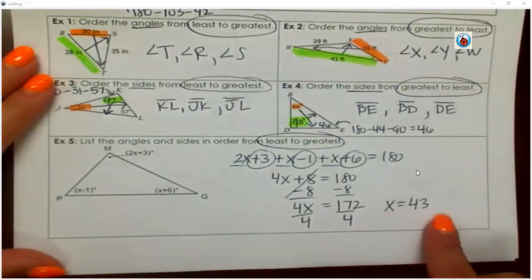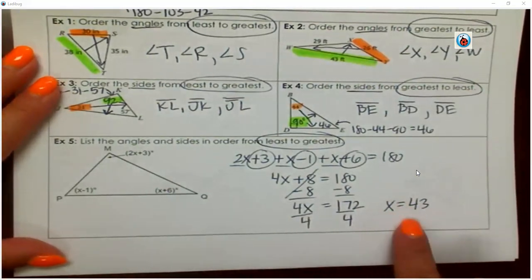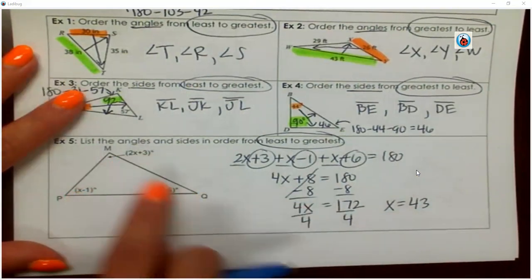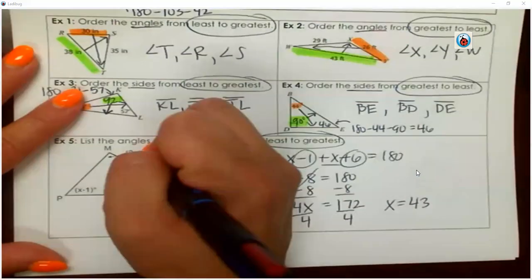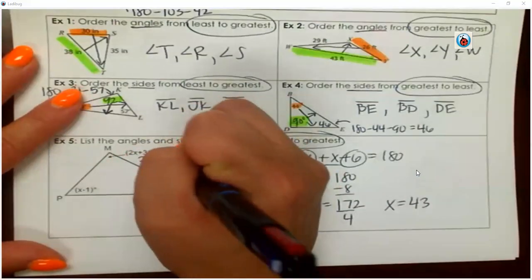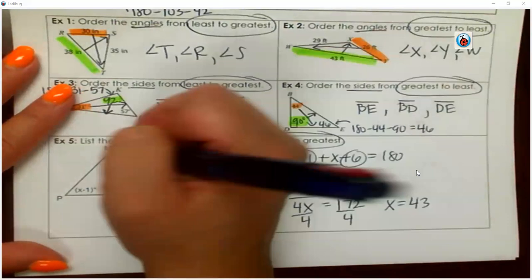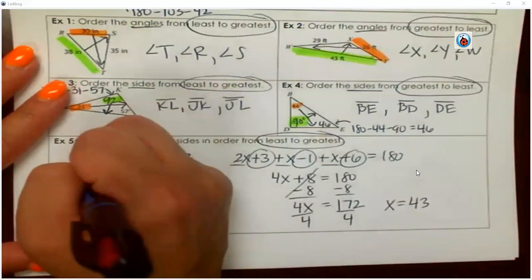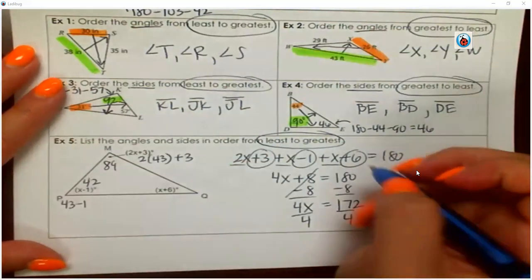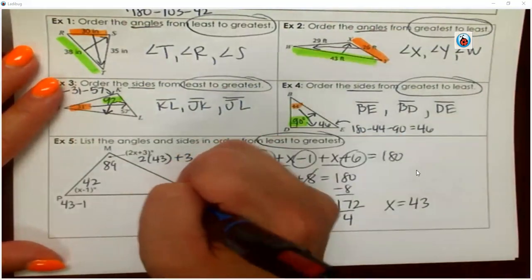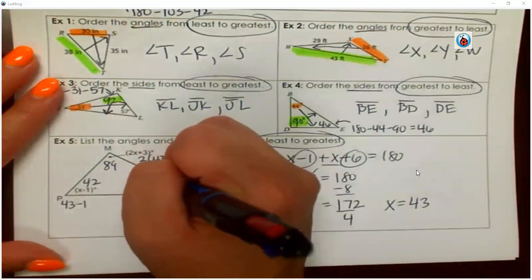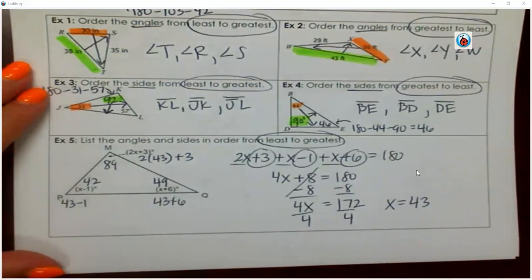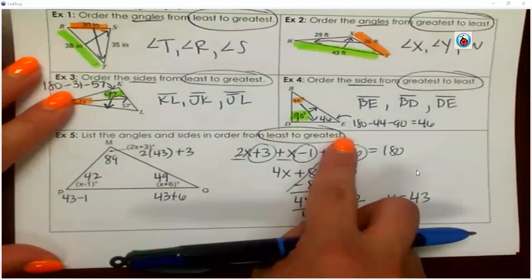So now that I have x equal to 43, I can take this value and substitute it into each of these equations to find the measure of each angle. So 2 times 43 plus 3, this is going to give me 89. Then I have 43 minus 1, which is going to give me 42. And then 43 plus 6 is going to give me 49. So now that I have all 3 angles, I can put these angles in order from least to greatest.